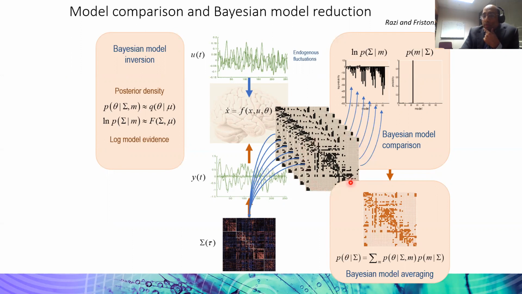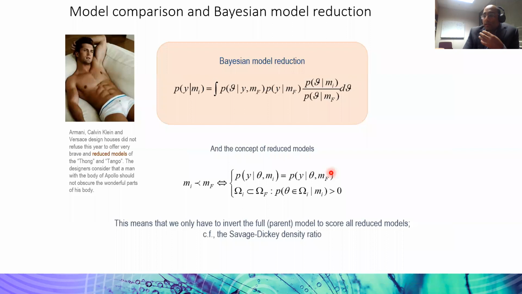What we can do is first invert our full model, or the fully connected model, and then use Bayesian model reduction to rank or get evidence for every nested model within that fully connected model. This is based on using Savage-Dickey ratios, a very useful device. I'm not going into details of this, but we use it quite a lot, and it makes the inference much faster and more efficient.